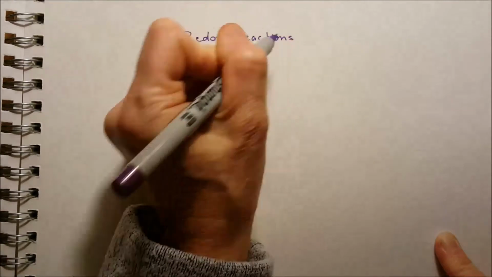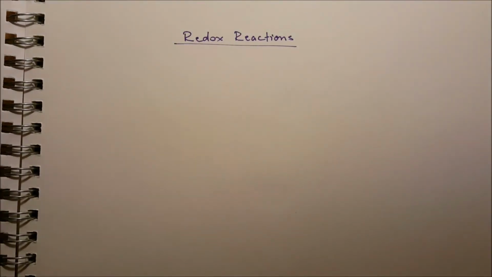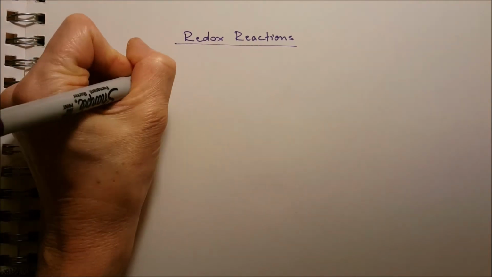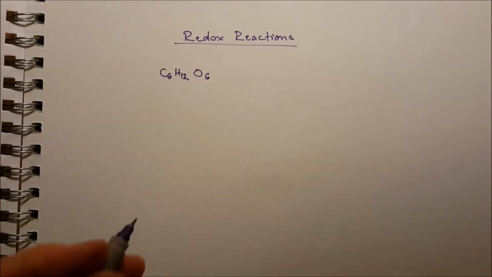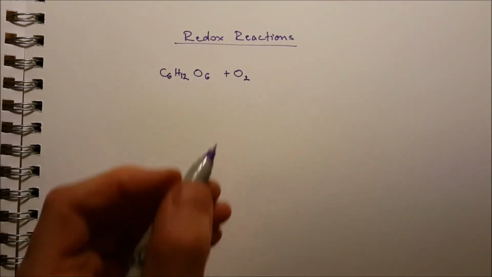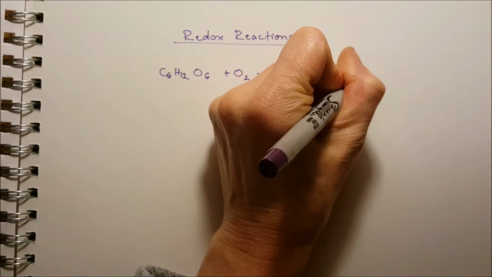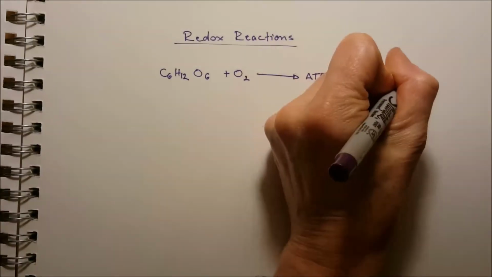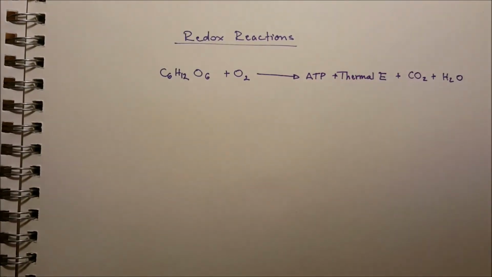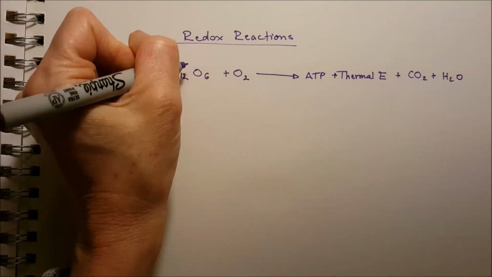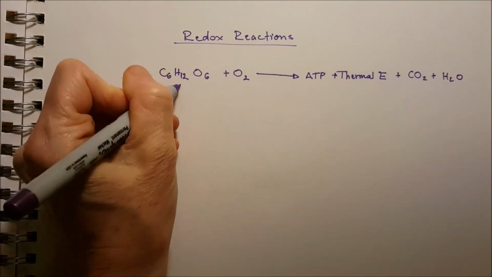So let's talk about the redox reaction now. Redox reactions, this is a chemical reaction, and the movement of electrons from one molecule to another is an oxidation reduction reaction, or shortly said, redox reaction. In a redox reaction, here is the glucose and oxygen, and it's going to yield ATP, thermal energy, carbon dioxide, and water molecule.